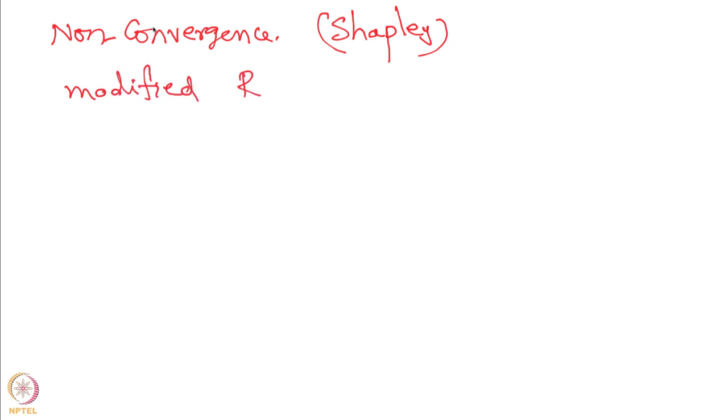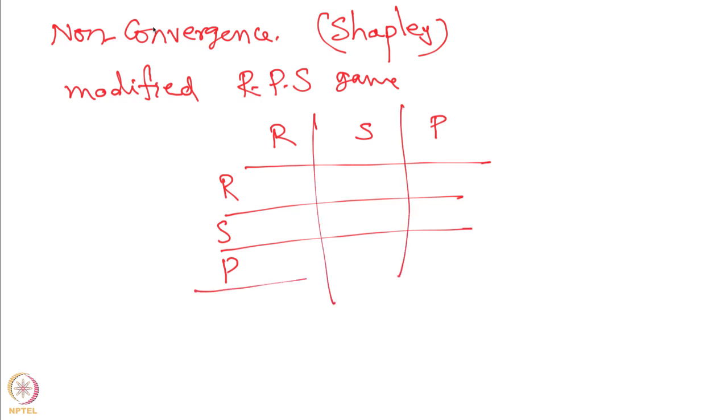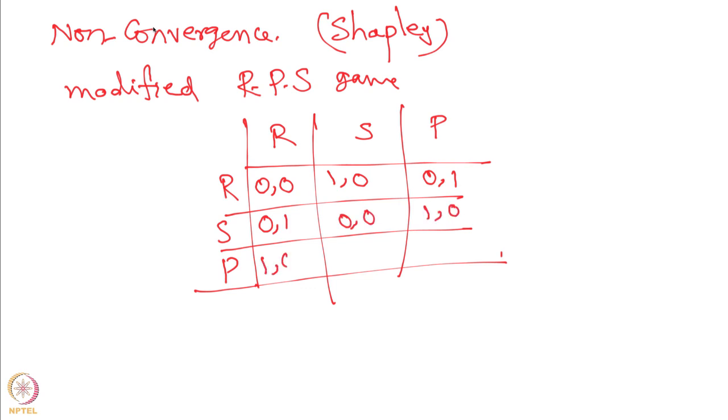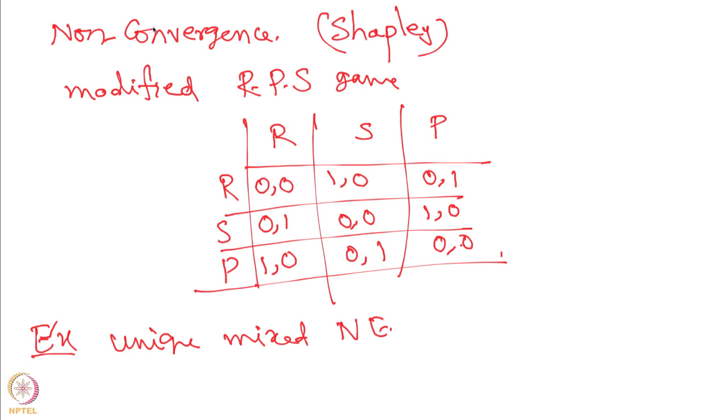Basically this is due to Shapley. It is a modified rock, paper, scissors game. He considers the following thing: rock, scissors, paper. So he looks at the following matrix. One exercise is that it has a unique mixed Nash equilibrium, and that is going to be 1/3, 1/3, 1/3. This is the unique mixed Nash equilibrium, which is not hard to verify.